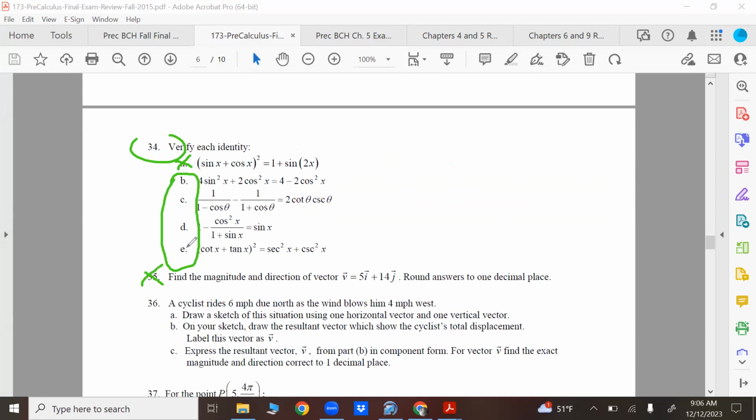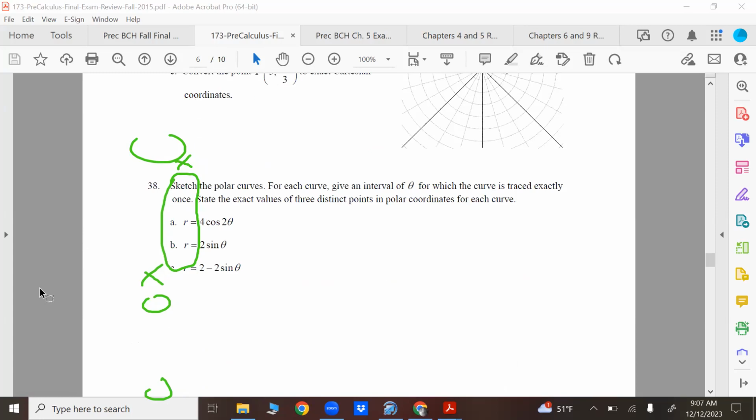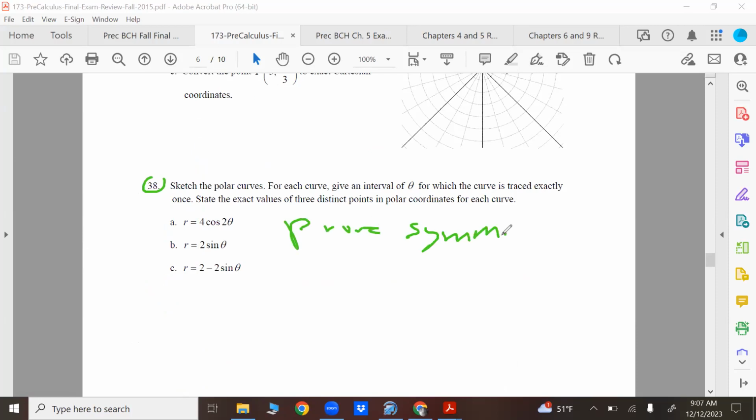35, cross off. 36, a little too easy, but it's good. 37 is too easy, but it's still good to do. 38, I think we'll ask you guys to do. I'm not gonna ask you to sketch by hand, but maybe what I can ask you to do for 38 is try proving the symmetry, if you want to do that. So you get some practice there.